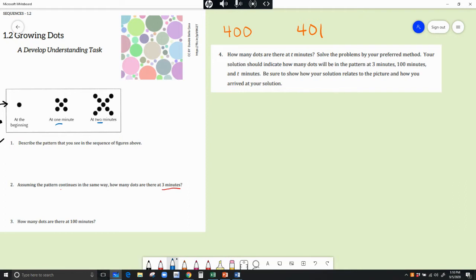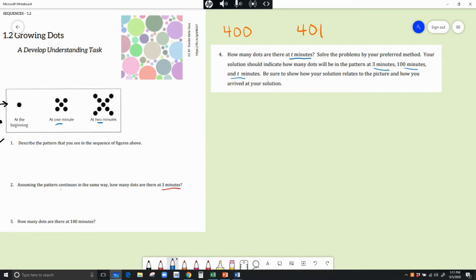But the real question is, how many dots are there at t minutes? What the heck does that mean? That wants to know, for any number of minutes I can think of, at 100 minutes, 337 minutes, 42 minutes, what do I have to do every single time? So we're really looking for some sort of equation. If you have to type it out in words, that's okay, but if you can use an equation that says the number of dots equals, and then whatever's happening with the number of minutes, that would be awesome. At this point, your solution should indicate how many dots will be in the pattern at 3 minutes, 100 minutes, and t minutes.